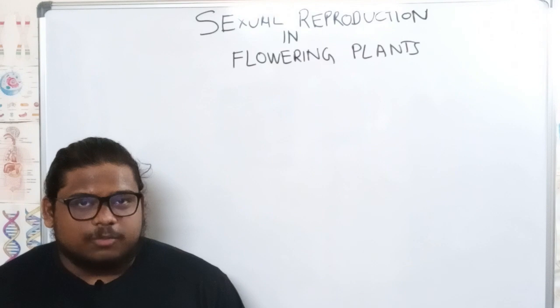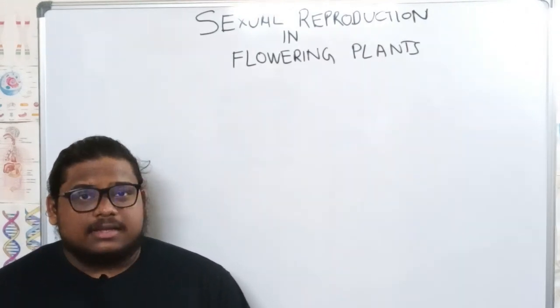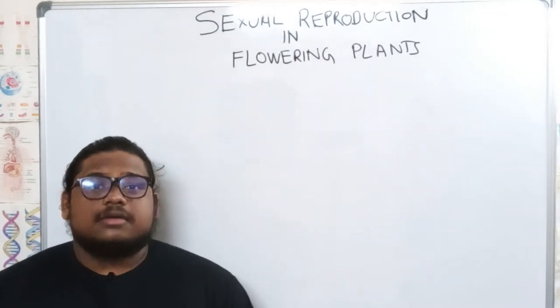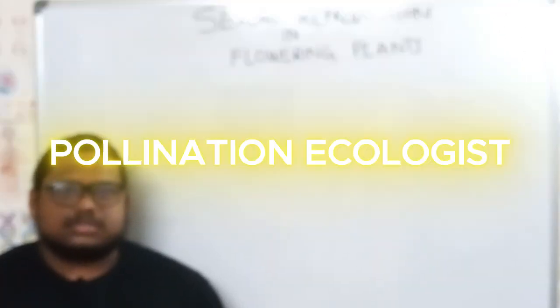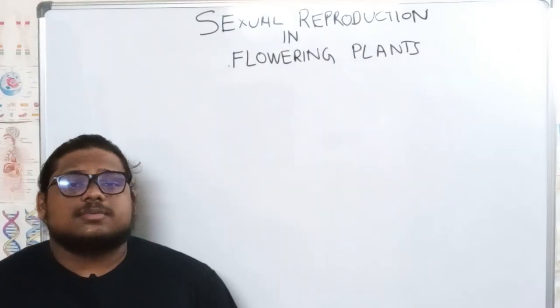Like in every video, we become different types of scientists that helps us in understanding the concepts very clearly. So today also we are scientists. We are pollination ecologists. Pollination ecologists are those scientists who study the process of pollination very carefully. So let us begin with the video.